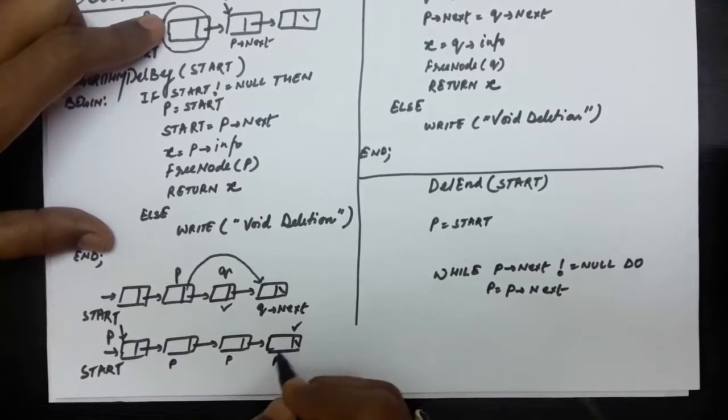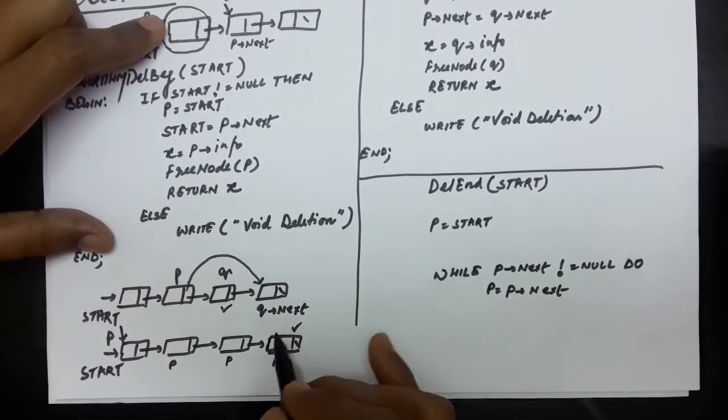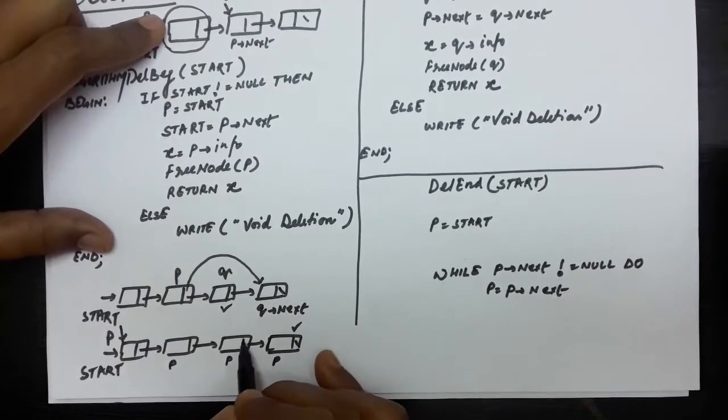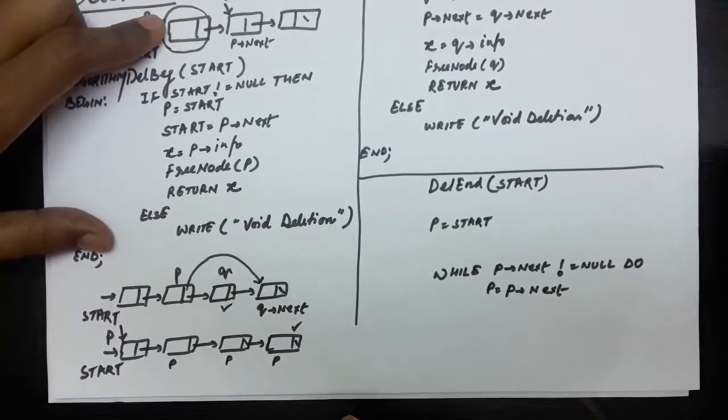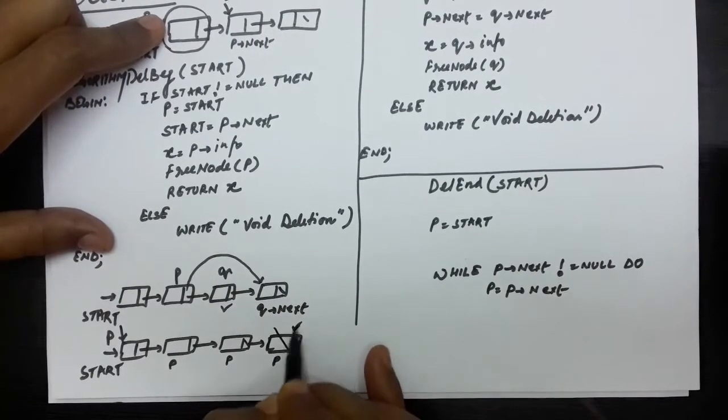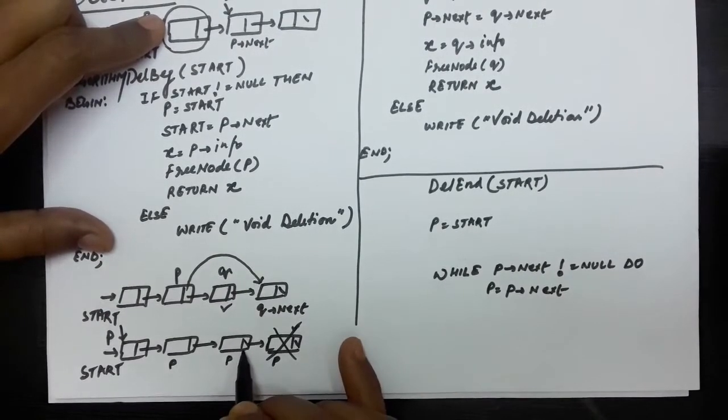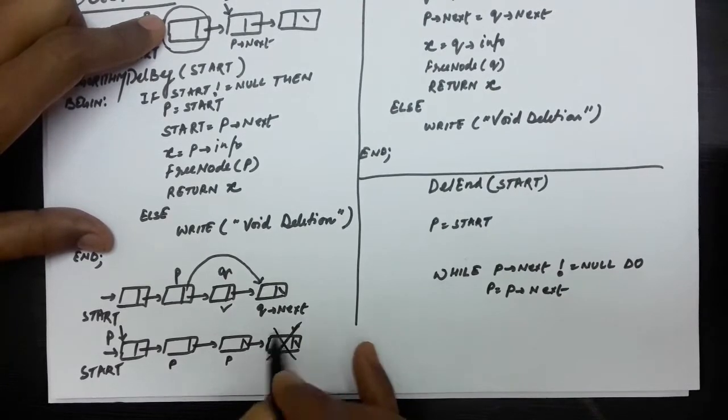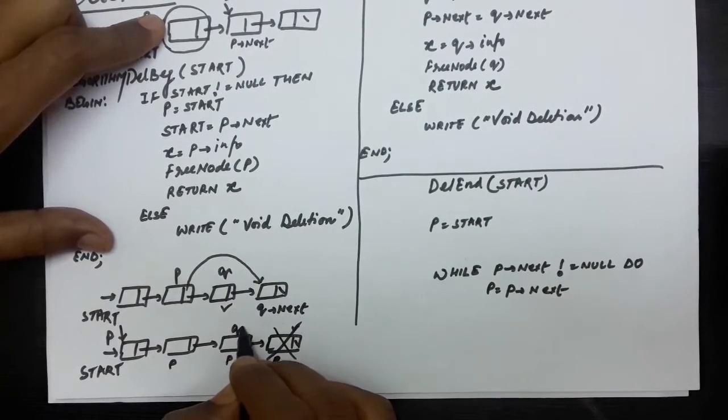Fine. So now I have to delete this node. But before deletion of this node, the next field of the previous node is required to be set as null, because after the deletion of this node, the new last node is this one, and the identification of the last node is that its next field is null. It means I must have the information of this node also.